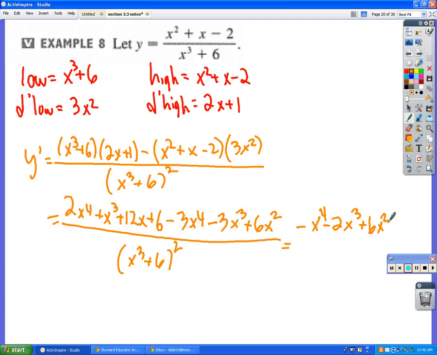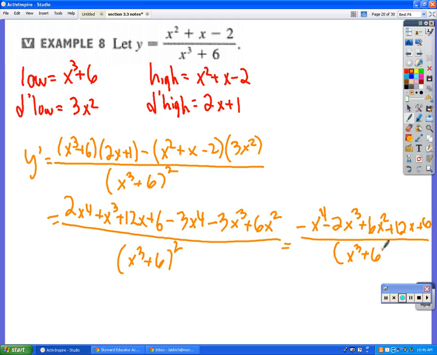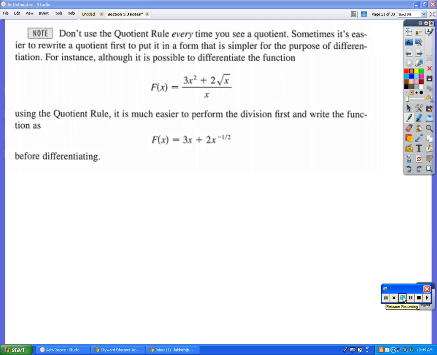Plus 6x squared, plus 12x, plus 6, all over x cubed plus 6 squared. So that's not much prettier than what we had to start with. So what's the point of doing that? Yeah, we're just going to leave it like that.